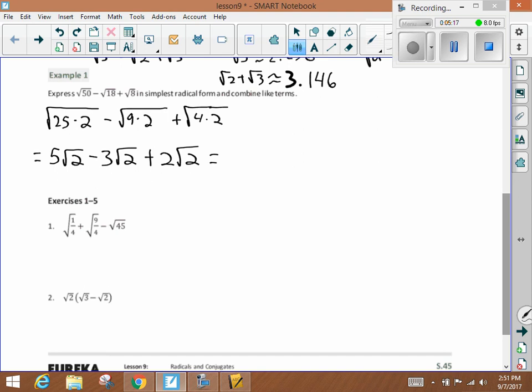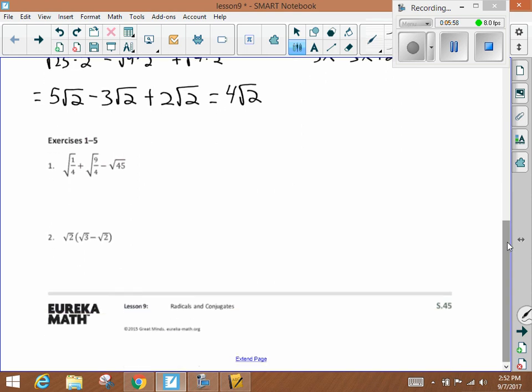Now, imagine that this is a lot like 5x minus 3x plus 2x. What would we get if we combine all of those things? Well, you would get 4x. We're going to do the same thing. It's almost like that square root of 2 is acting like the x. So we're going to be combining like terms. In other words, we're going to wind up with 4 root 2. 5 minus 3 plus 2 root 2's. It's like we have 4 root 2's there.